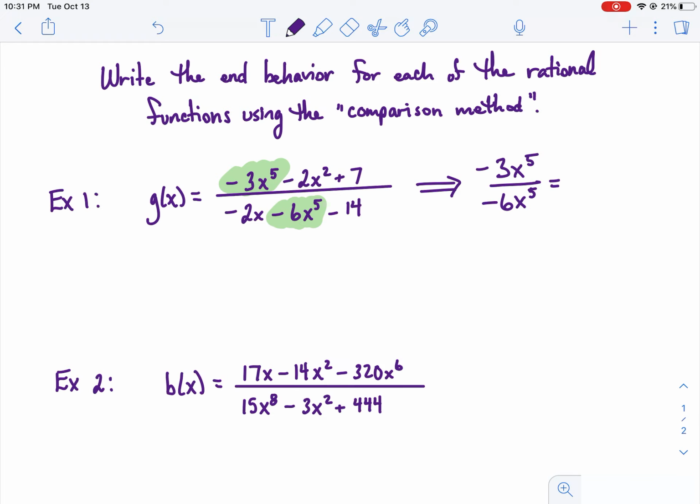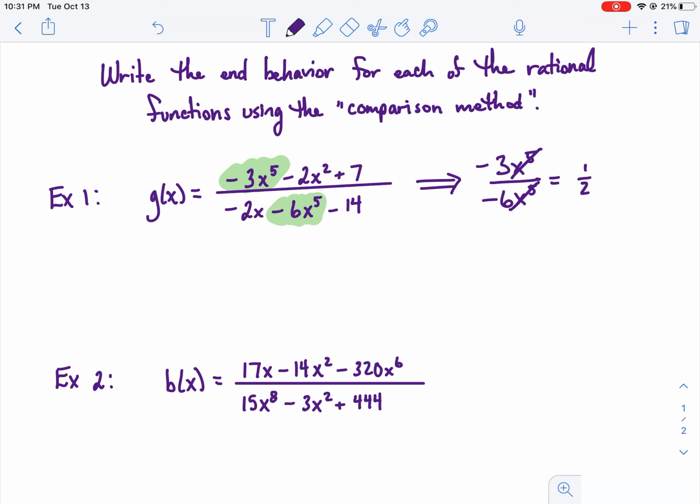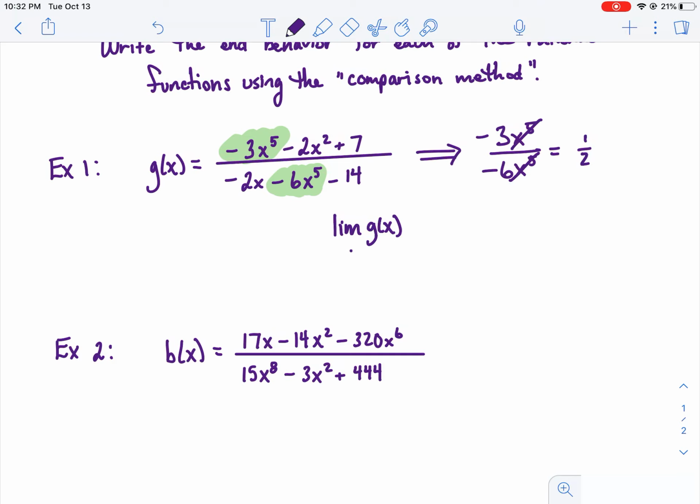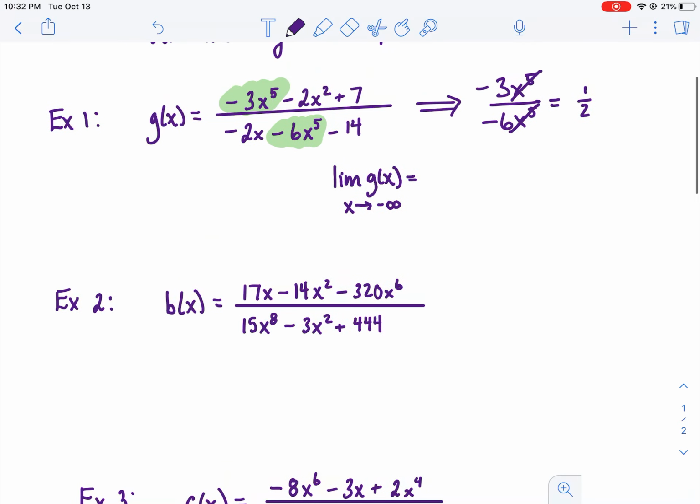In this case, because they're the same degree in the top and the bottom, those x to the fifths would entirely cancel out, and negative 3 over negative 6 would just equal 1/2. So in this case, our end behavior, just to practice that limit notation again: the limit of the function as we go to the left, as I go to negative infinity, is going to be 1/2. And the limit of the function as I go to positive infinity is also going to be 1/2.